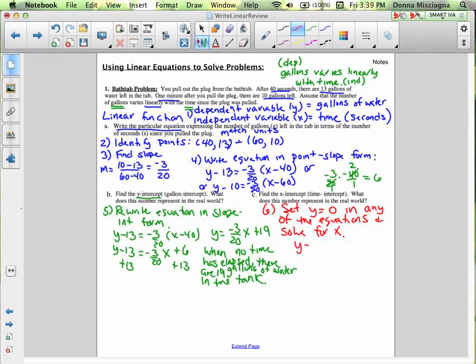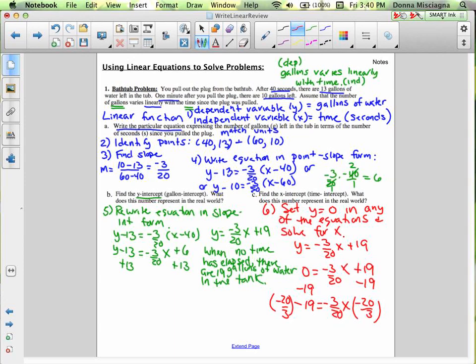So if we use y equals negative 3/20 x plus 19, we plug in 0 for y. We have 0 equals negative 3/20 x plus 19. So we're going to subtract 19 from both sides. So negative 19 equals negative 3/20 x. And we want to get x by itself. If you have a fraction in front as a coefficient, just multiply by the reciprocal, negative 20/3. So we're going to multiply both sides by negative 20/3. That's not going to simplify, so we're just going to multiply. Negative 20 times negative 19 gives us a positive 380 thirds equals x.